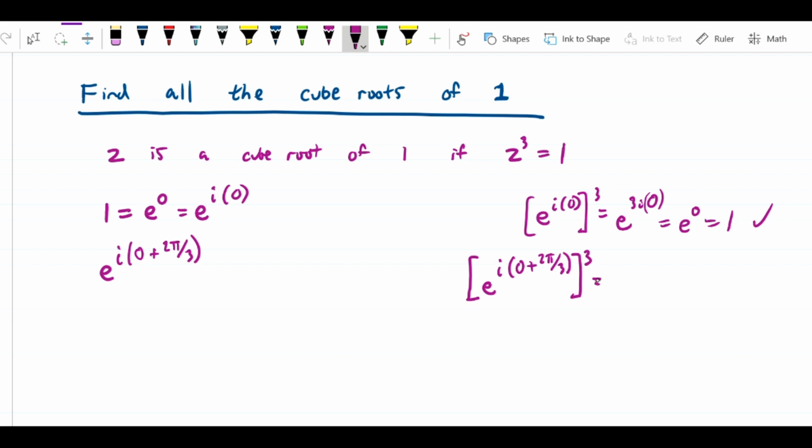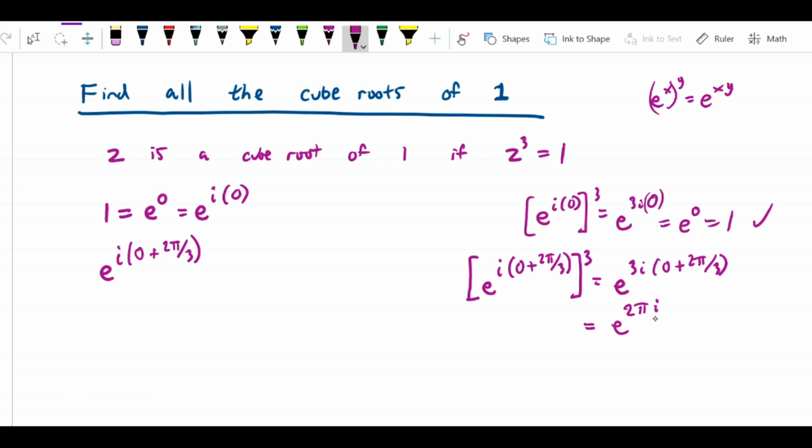We cube that. Recall that when we nest exponents like this, we can just multiply them. So recall that e to the x, to the y, is equal to e to the xy. So I'm just going to multiply i times (0 plus 2 pi over 3) times 3. So this is going to be e to the 3i (0 plus 2 pi over 3), and that equals e to the 3 times 2 pi over 3, which is 2 pi. So this is going to be e to the 2 pi i.